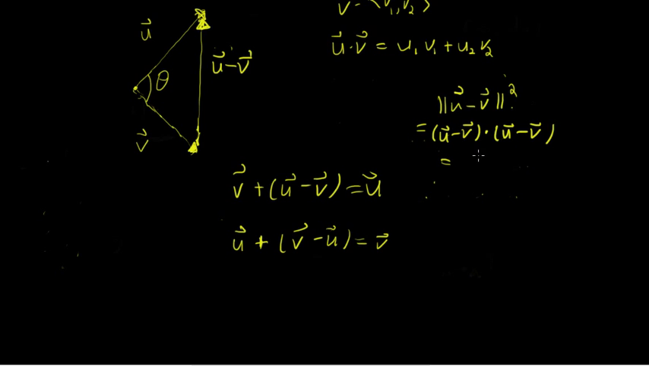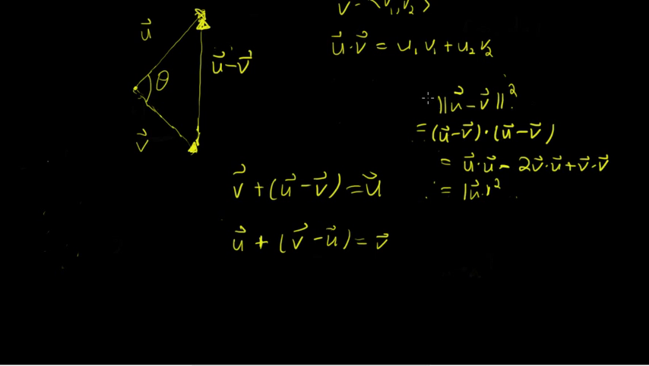And this is going to be the same thing as u dot u minus 2 v dot u plus v dot v. And of course, when you dot something with itself, that's equal to the magnitude of that something squared.